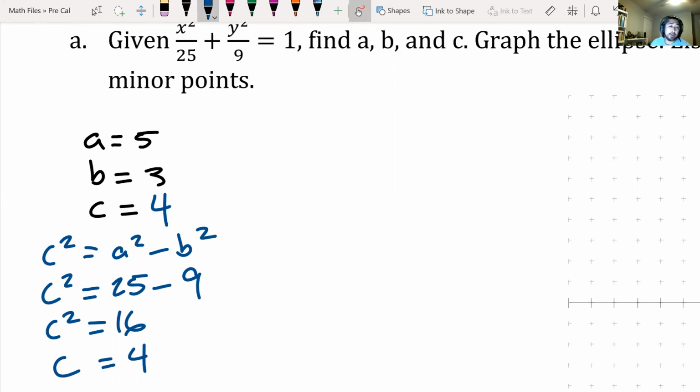But if you know anything about right triangles, what's a special case right triangle? A 3, 4, 5. It's amazing, right? Oh, yeah.